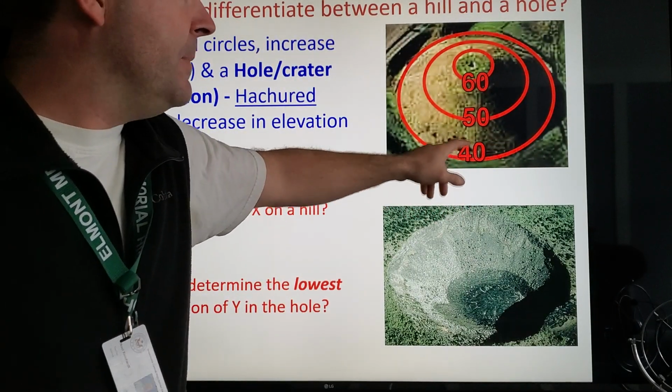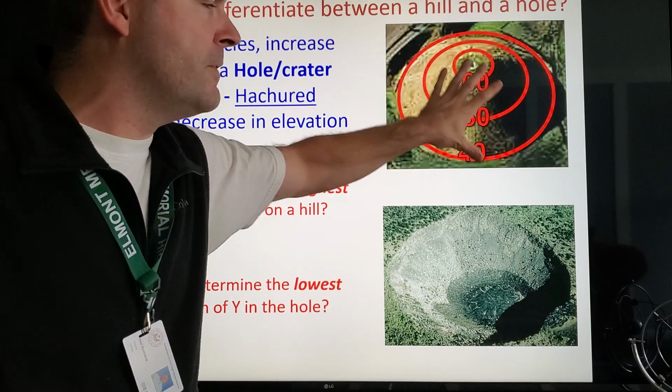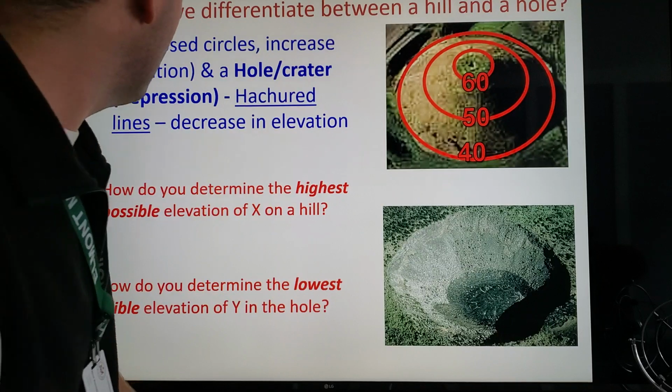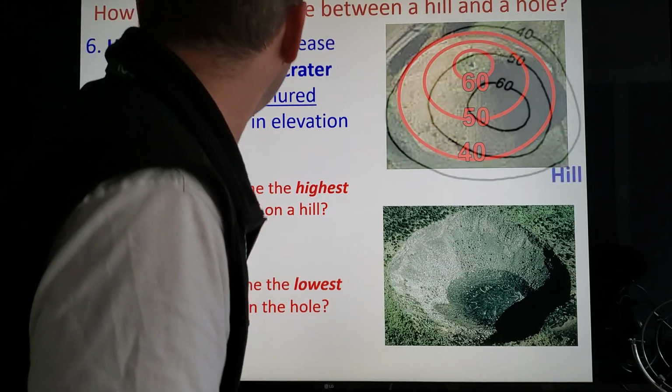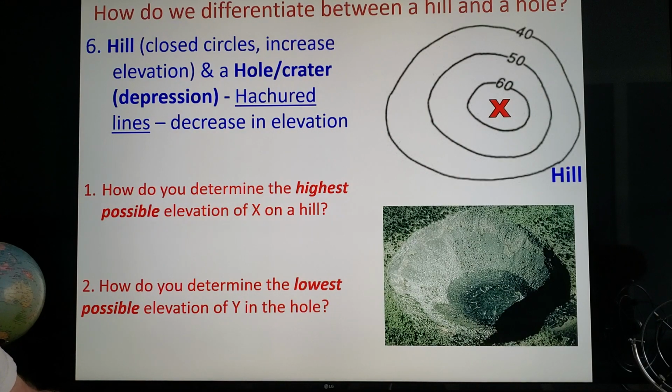They don't have to be labeled, but even if they weren't labeled, you would know that that's going uphill because of the way the lines are drawn. On a black and white map, it would look like that.